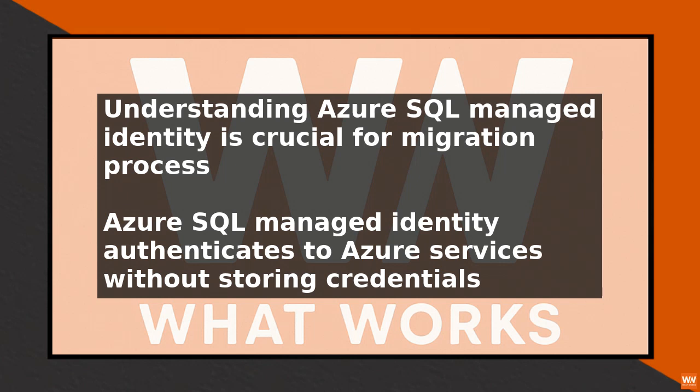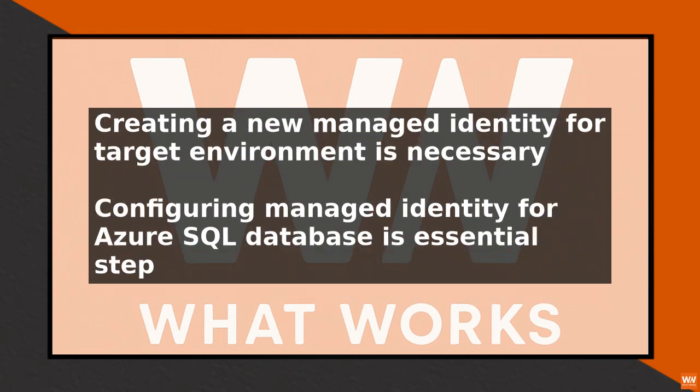To migrate Azure SQL Managed Identity, start by creating a new managed identity for your target environment. You can do this by going to the Azure portal, navigating to the Azure Active Directory section, and creating a new registered application. This application will serve as the managed identity for your Azure SQL database.